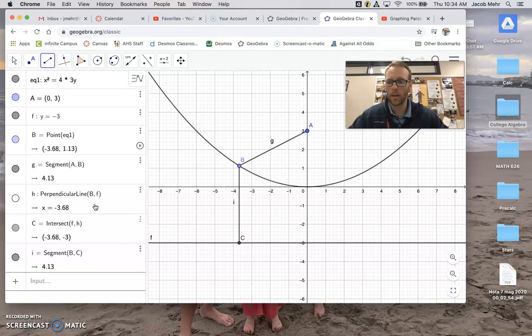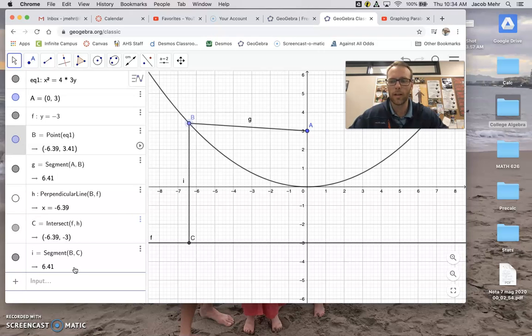Are they the same length? Well, when I look over here, G is 4.13, and what's I? I is also 4.13. Does that stay the same when I move it? G right now is 6.41. I is 6.41. This point is the same distance from the directrix as it is from the focus.